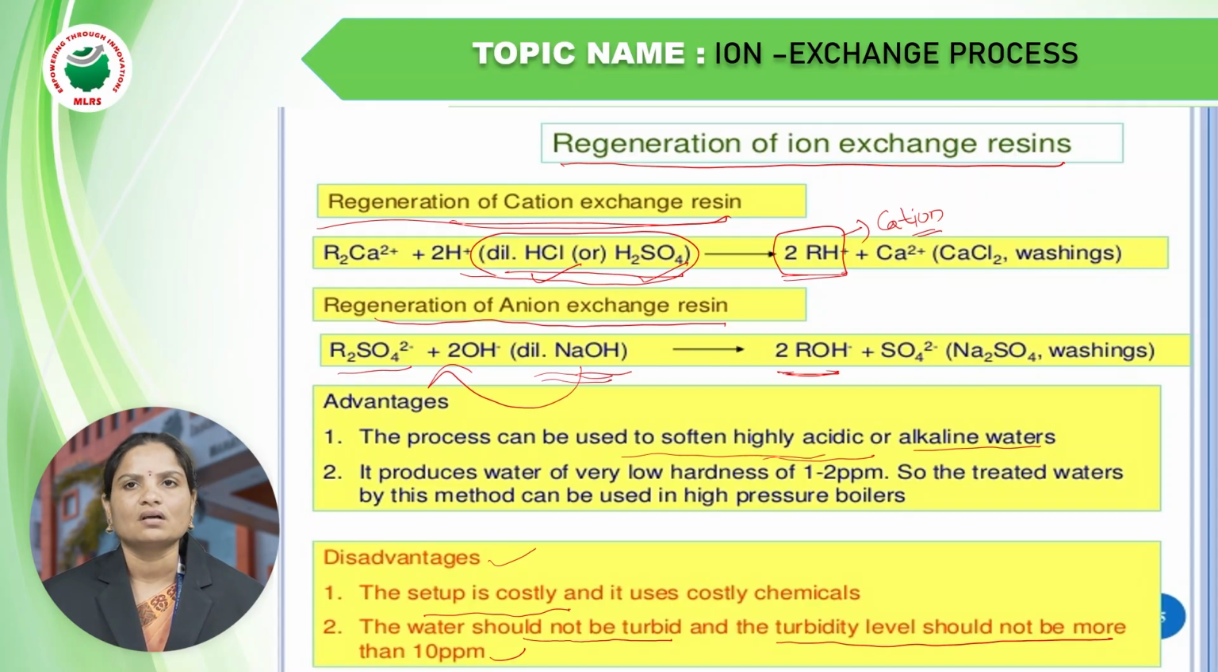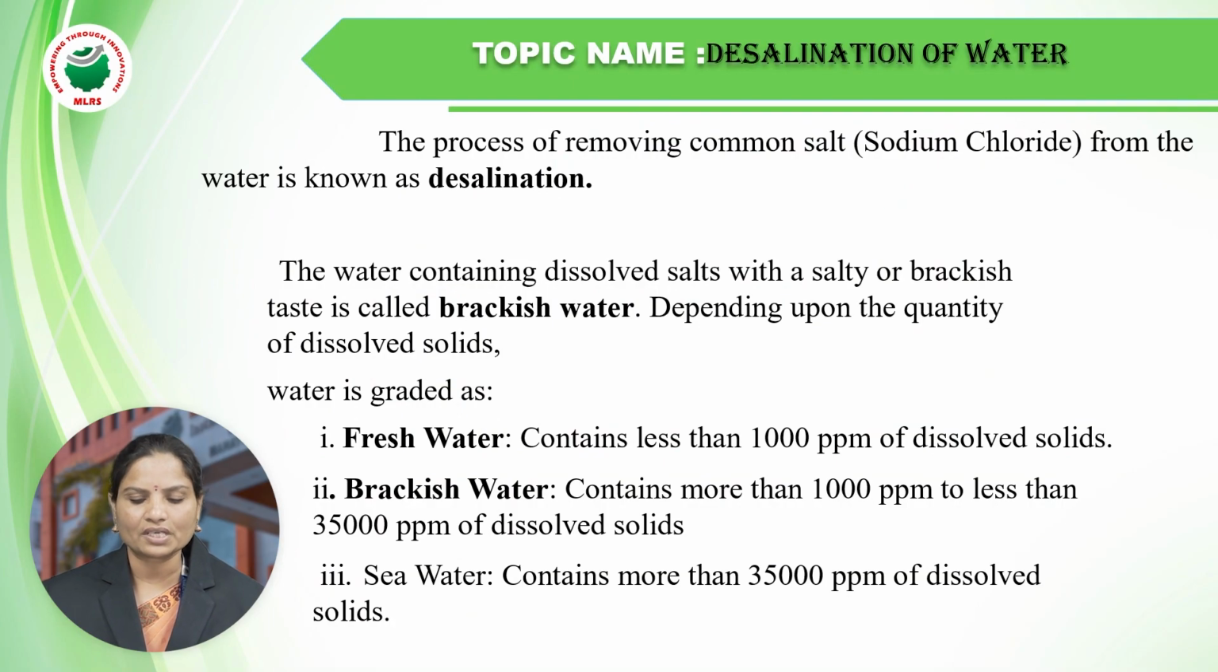So this is our topic that we discussed in today's session. In this lecture we discussed the external treatment, the ion exchange process, in engineering chemistry, water and its treatments, module 1. The last topic is reverse osmosis. So what is reverse osmosis? Before going to reverse osmosis, first we have to learn what desalination is, because this is one of the methods for the desalination process. So what is desalination?